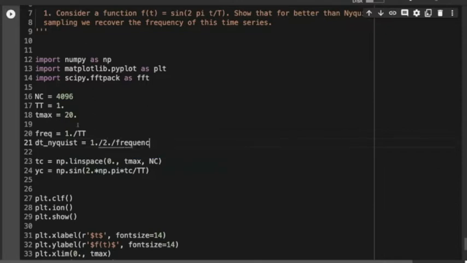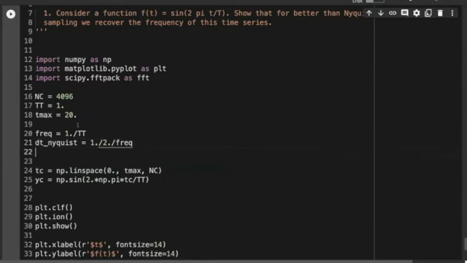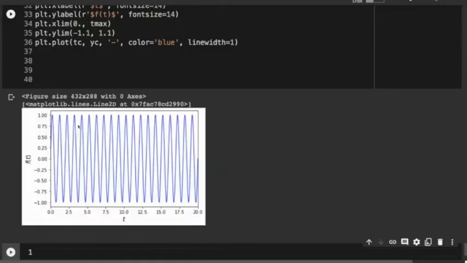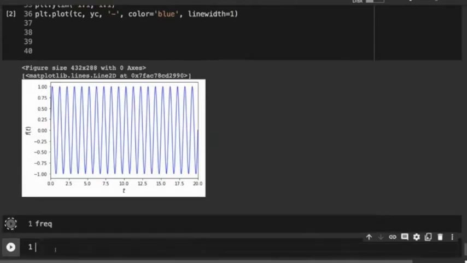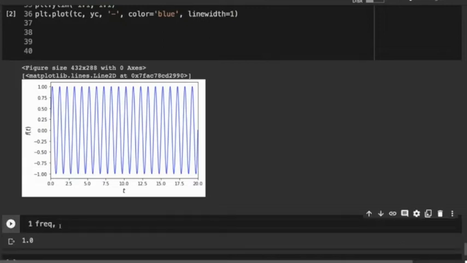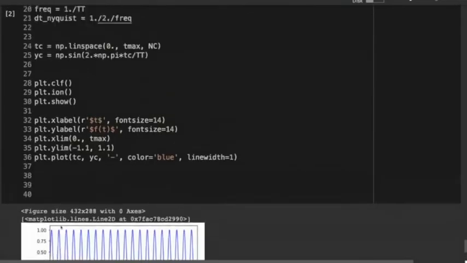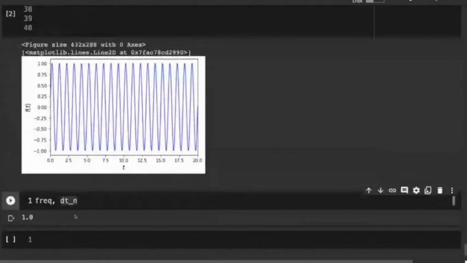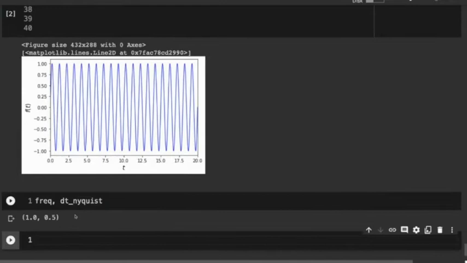So this is essentially the Nyquist rate, right? So let's just run it once, so you know that you can calculate it by hand, but just to see the frequency is this, and if I want to also see what is the dt Nyquist, then it is 0.5.